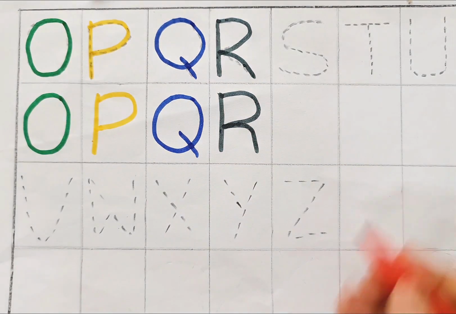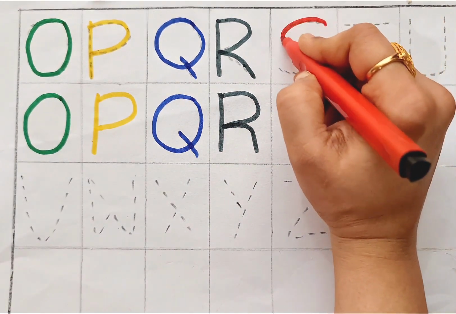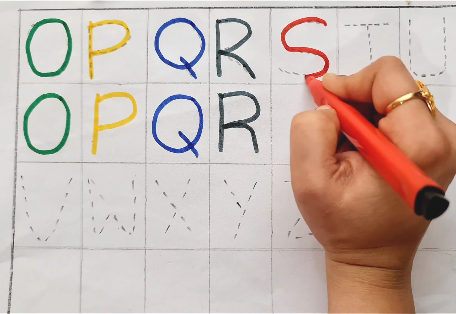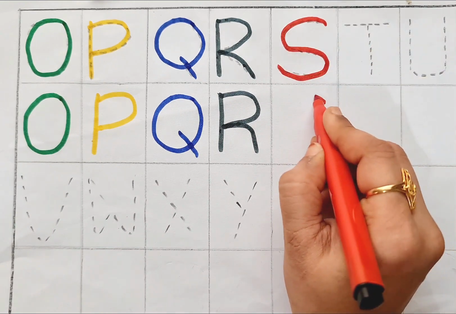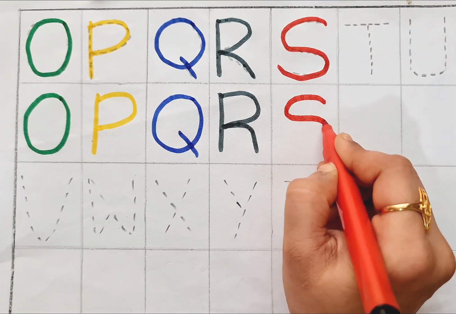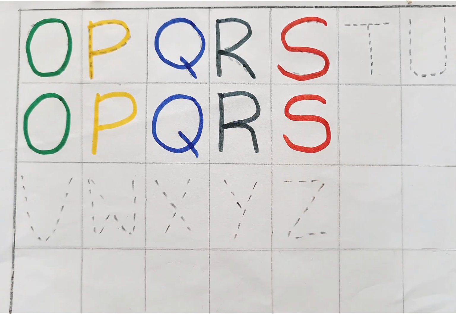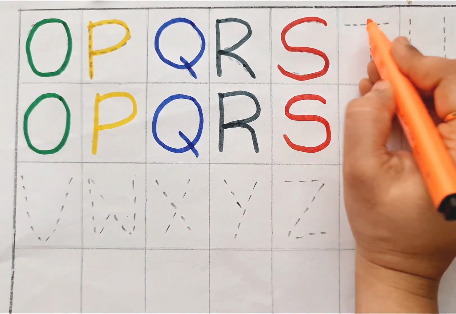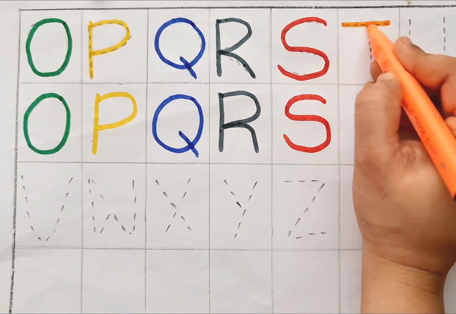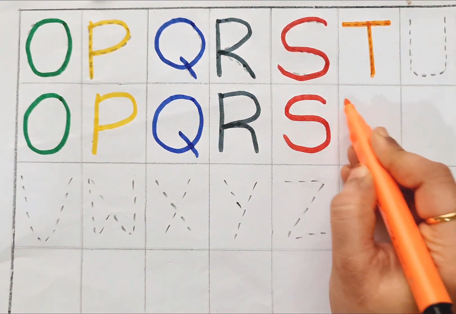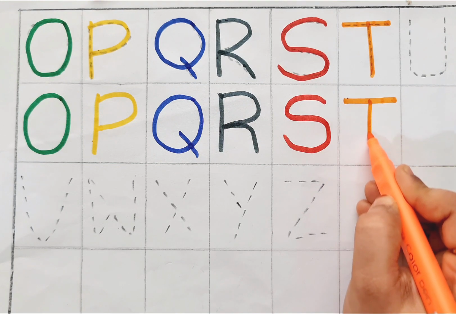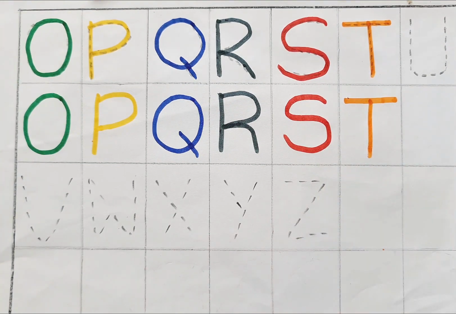Red color. S. S for sun. S for sun. Orange color. T. T for tiger. T. T for tiger.